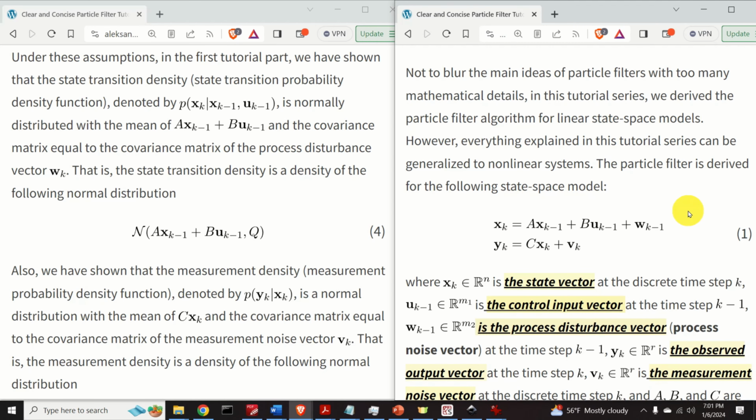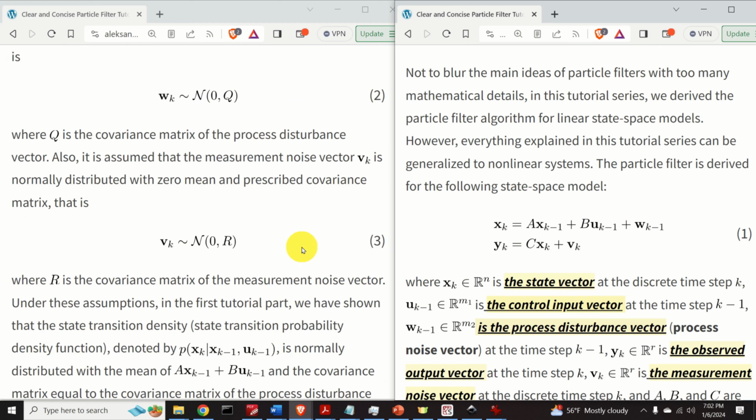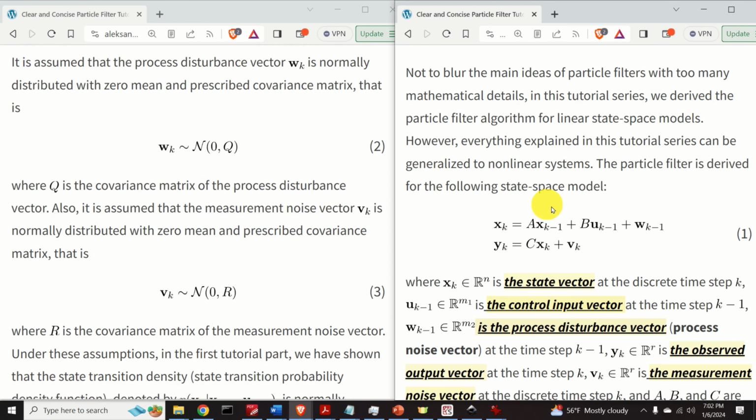To implement the particle filter algorithm, we need to draw samples of xk from the state transition probability given by the equation number 4. There are two approaches that can be used to generate these samples. The first approach that we use in our Python implementation is to draw random samples of the process disturbance vector wk from its distribution given by the equation number 2. After that, we can use this generated sample, the value of xk-1, and the value of uk-1, and the state equation to compute the sample of xk.